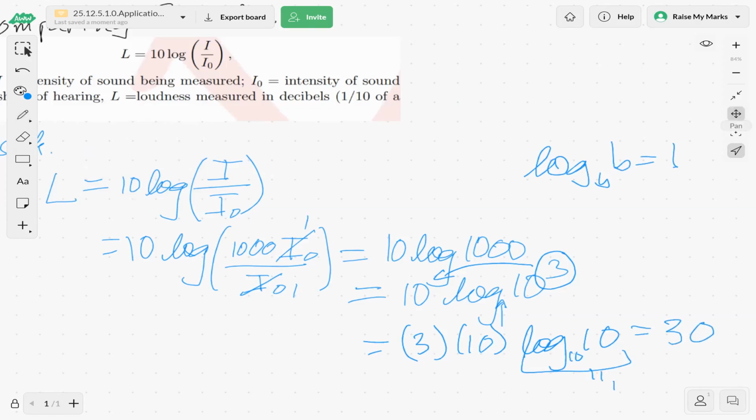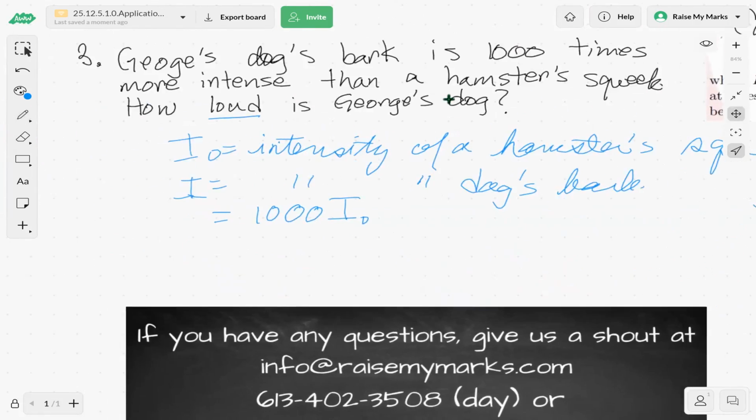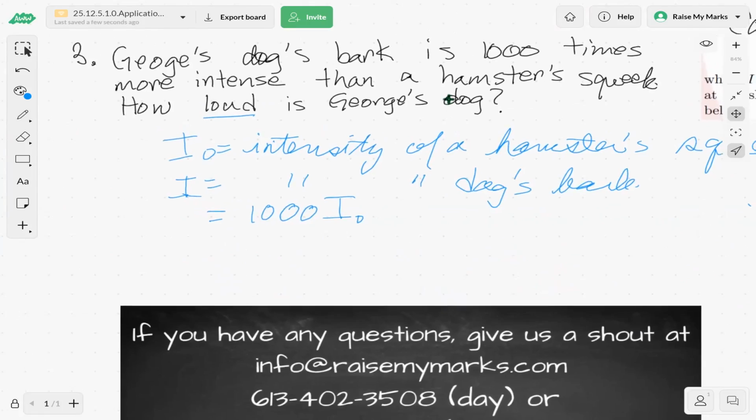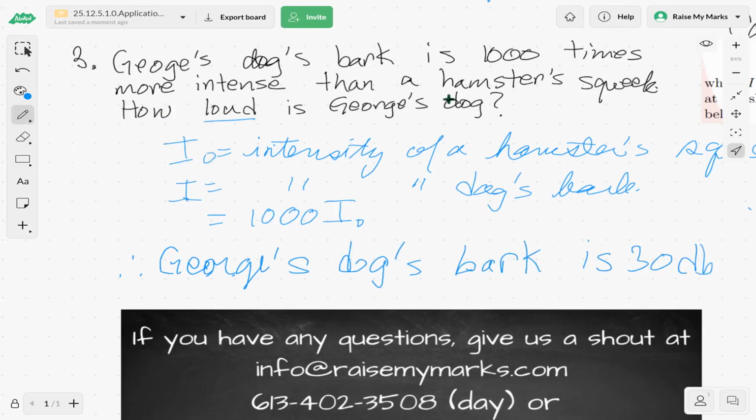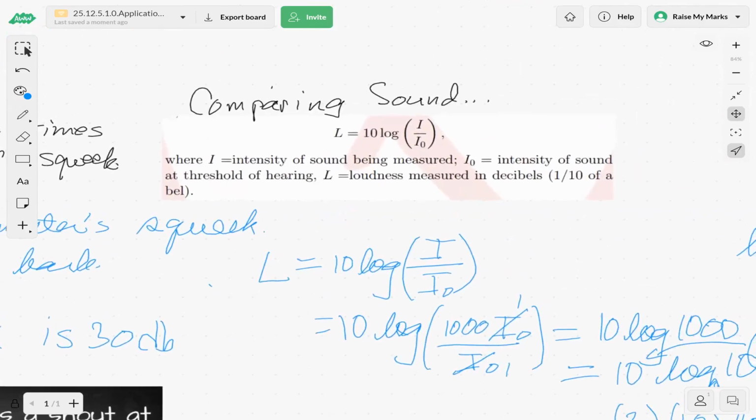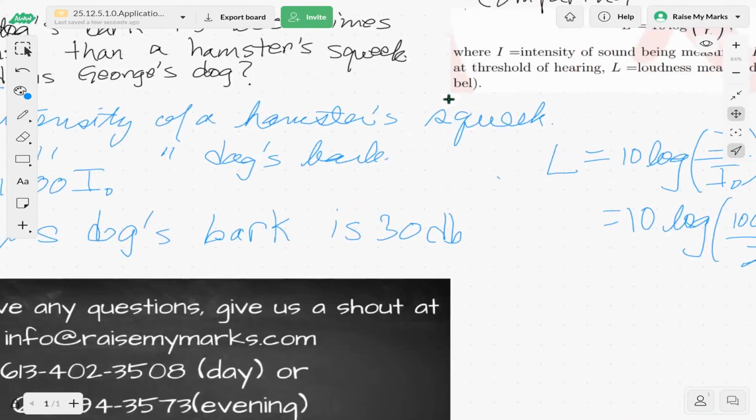So the loudness, if we go back to our question, the loudness of George's dog is 30 decibels. Therefore, George's dog, did I spell George correctly? No, I did not. All right, George's dog's bark. How should we word this? Is 30, I think decibels is dB. Is that correct? I believe so. It's 30 decibels.